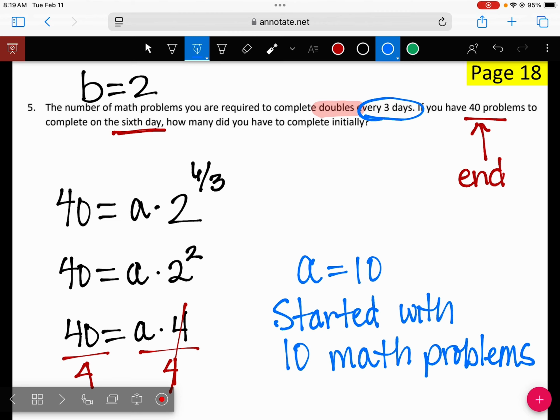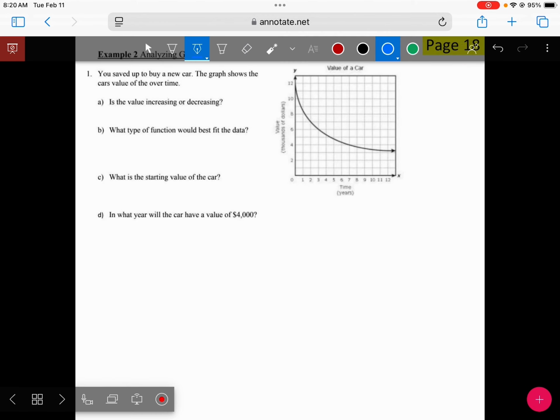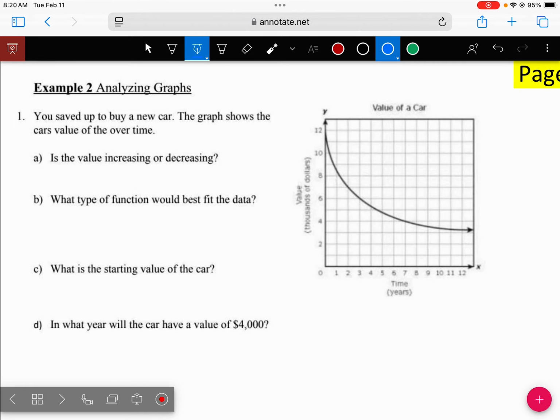So now we're going to go to our last page and look at some graphs. Last page of chapter 5. Looking at this graph, it says you saved up to buy a new car. The graph shows the car's value over time. Everybody look at the screen. Is my red dot going down or going up?